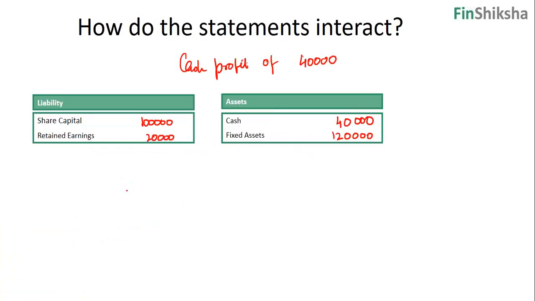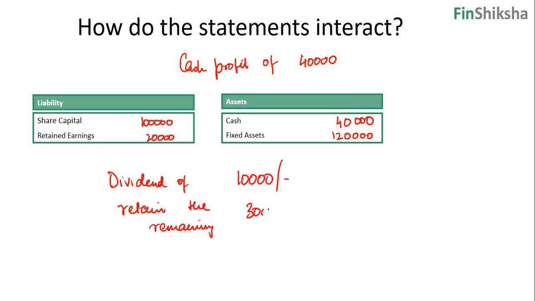Once again, you have a choice. Let's say now the company shareholders say, give us a dividend of 10,000 rupees and retain the remaining. What is the remaining part out of 40,000? 30,000. So how will the statements appear? Your share capital will be 100,000. Your reserves and surplus, however, would not be this. Your reserves and surplus would change and your cash will also change.